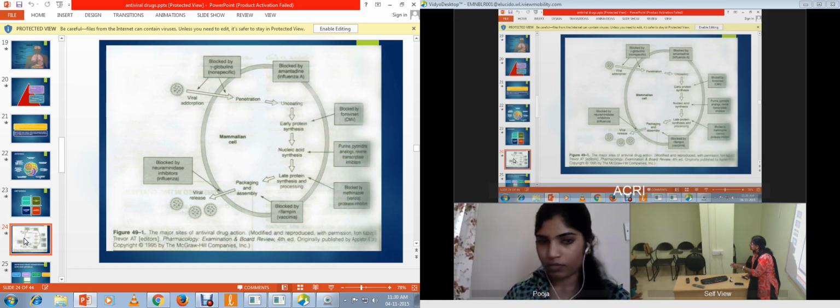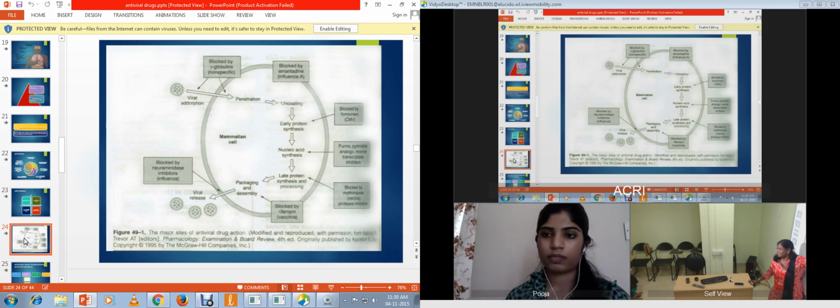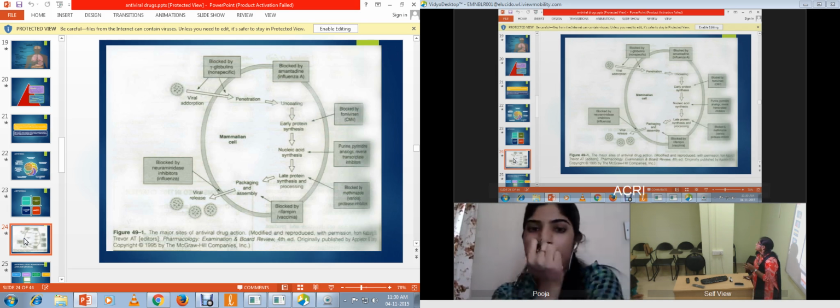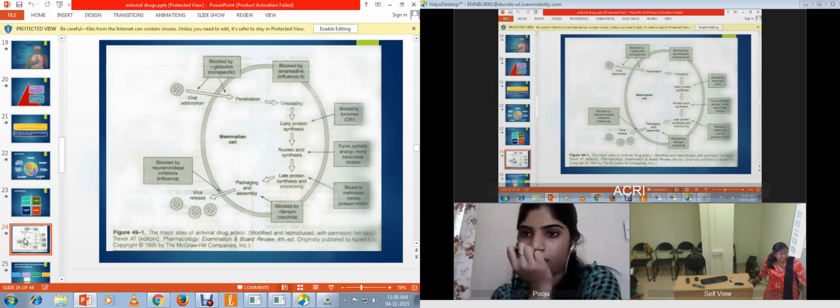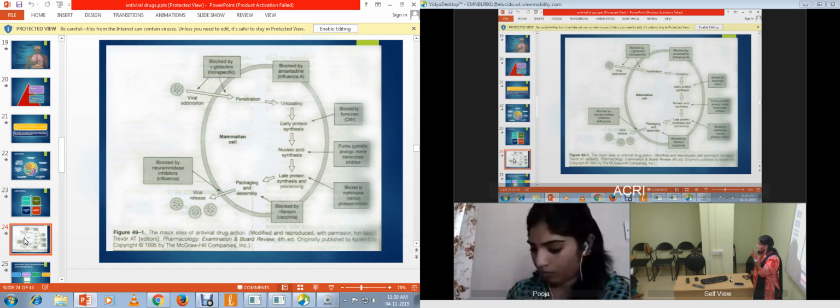Next is uncoating of the virus. Once it attaches to the host cell, there should be uncoating of the virus, which is blocked by amantadine. These drugs are most likely to be asked in your multiple choice questions. Which drug, where is the site of action? Amantadine, uncoating of the virus, or whether it interferes with any other analog. The questions may be asked this way. So amantadine acts by blocking the uncoating of the virus.